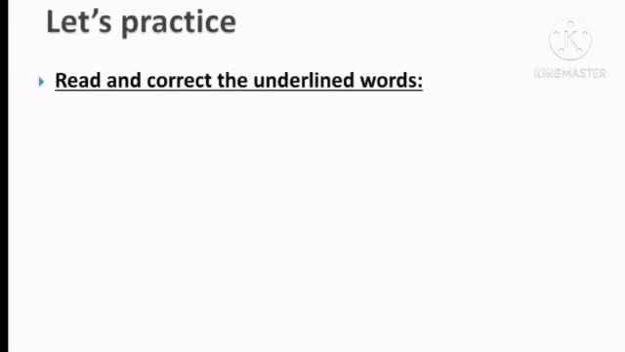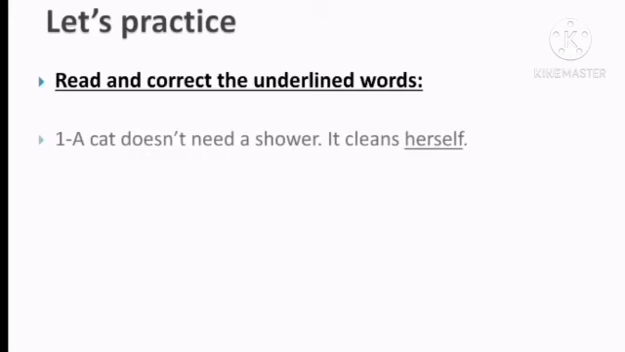The next. Let's practice. Read and correct the underlined words. Number 1, a cat doesn't need a shower. It cleans herself. Oh, it's a cat. How can I say it about the cat? We need to correct this reflexive pronoun. It will be itself. Correct.